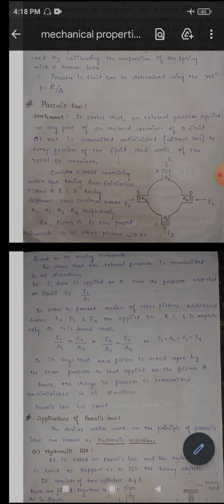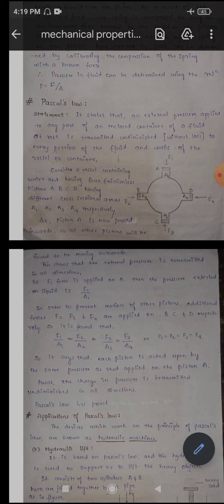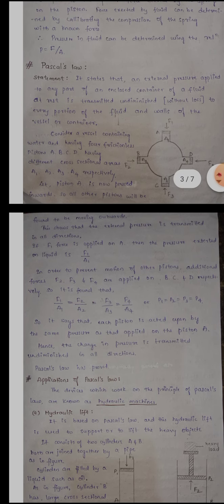Pascal's law says that when we consider an enclosed container of a fluid, let us say this container is containing the fluid, and when we apply a certain force or external pressure at any point on that container, then whatever external pressure we have applied will be transmitted through every point of that container without any loss. That is Pascal's law.